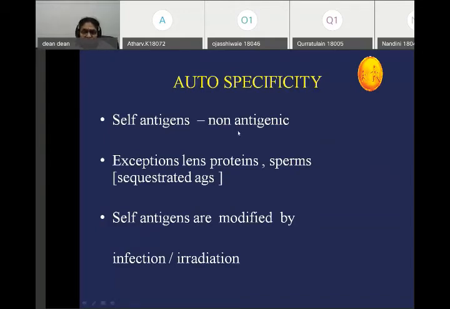Self-antigens are non-antigenic. Some antigens are hidden antigens, like lens proteins, which are covered by a capsule, a sequestered antigen. Sperms are produced at the time of puberty. So the immune system is not exposed to these hidden antigens. When these antigens are modified either by infection or by irradiation, they can lead to immune response.